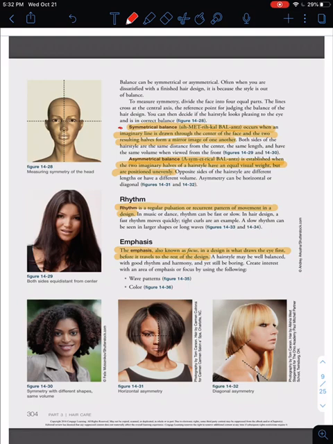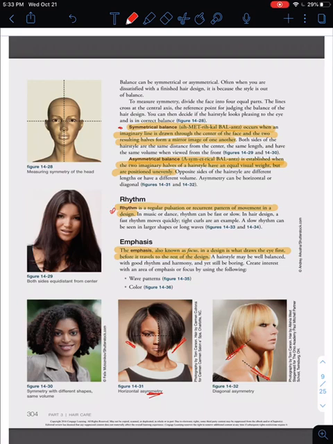So a good example of an asymmetrical is this one right here. This side is shorter than this side, or this one. This side is shorter than this side. There you go. Let's talk about rhythm. Rhythm is a regular pulsation or recurrent pattern of movement in a design. A good example of it is curls because they have a certain rhythm to them.